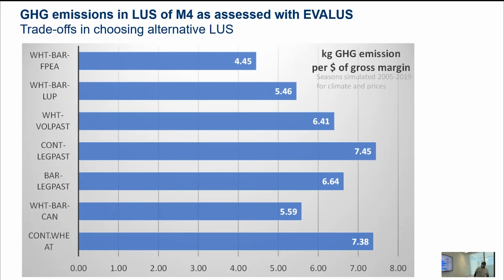And then we can do calculations like this, where we can say the rotations are on the vertical axis, and at the bottom, you've got kilograms of greenhouse gas emissions per dollar of gross margin or per dollar of profit. So you can see that continuous legume pasture emits the most greenhouse gases for every dollar we make with that rotation, whereas wheat, barley, lupin, or wheat, barley, field pea has the least. Why? Because field pea fixes nitrogen. You don't need to apply so much nitrogen. And so on and so forth. So you can look at trade-offs this way.